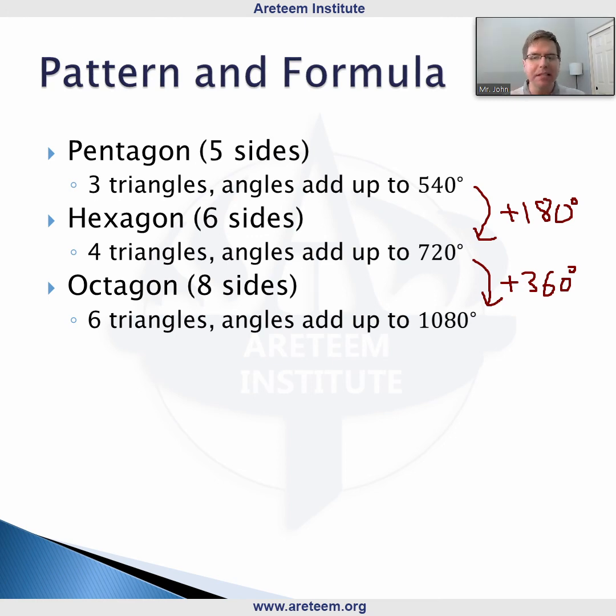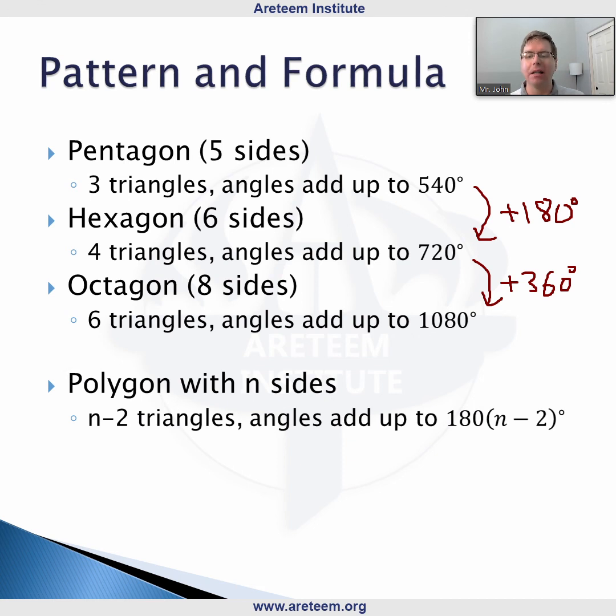And now, this pattern allows us to see a general formula. In general, if we have a polygon with n sides, so we have n sides in total, this means that there are n minus 2 triangles, and so the angles add up to 180 times (n minus 2). So again, always think in terms of those triangles. You divide up the polygon into triangles, and we know each triangle contributes 180 degrees.